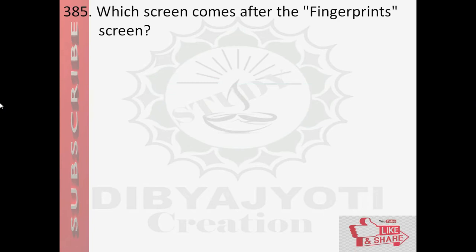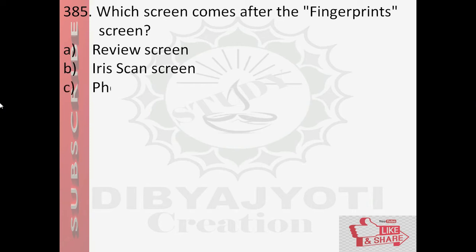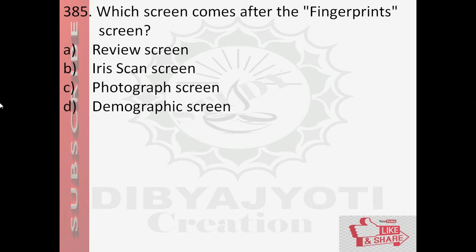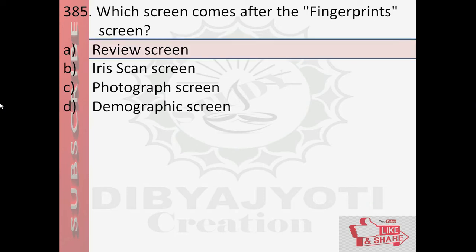Then move on to question number 385. Which screen comes after the fingerprint screen? Options are: option A, review screen; option B, iris scan screen; option C, photograph screen; option D, demographic screen. And the answer is option A, review screen.